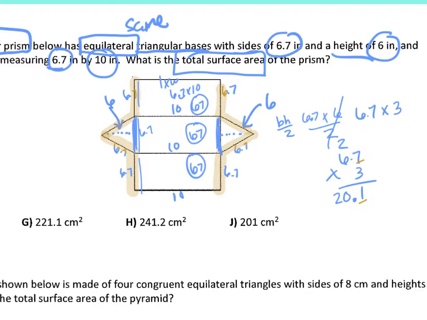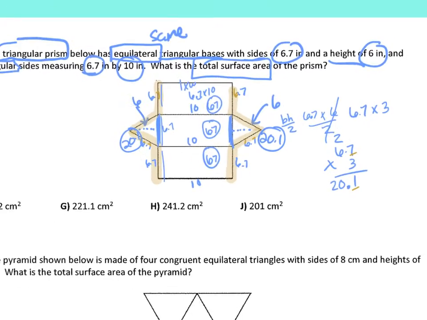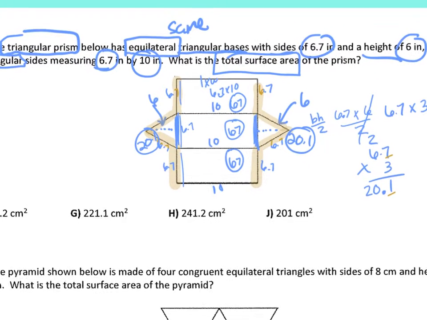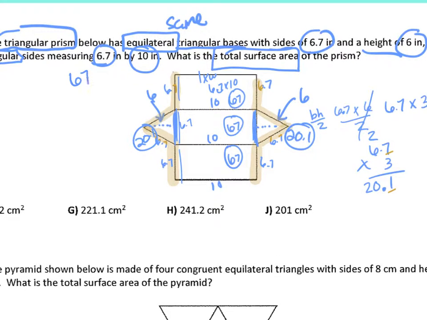It is 20.1. So that's my triangles. I got my middle part. Now we have to put all those little numbers together.